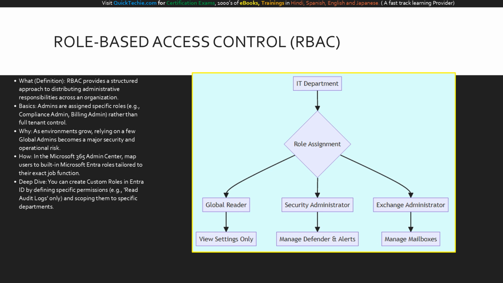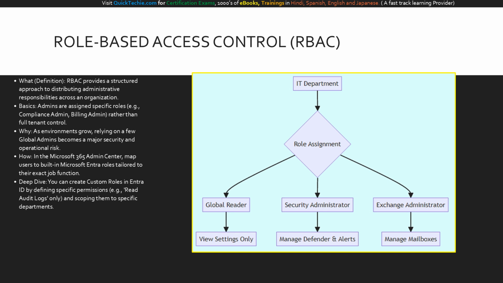If you have a compliance officer, you assign them the compliance administrator role, authorizing them to manage e-discovery and Purview settings, but preventing them from altering Exchange mailboxes. By compartmentalizing these powers, you ensure that if an admin's account is compromised, the attacker only gains a very narrow slice of control. For highly complex enterprises, you can even build custom roles, explicitly selecting the exact backend permissions a user needs, and scoping those permissions to only affect a specific department or region.